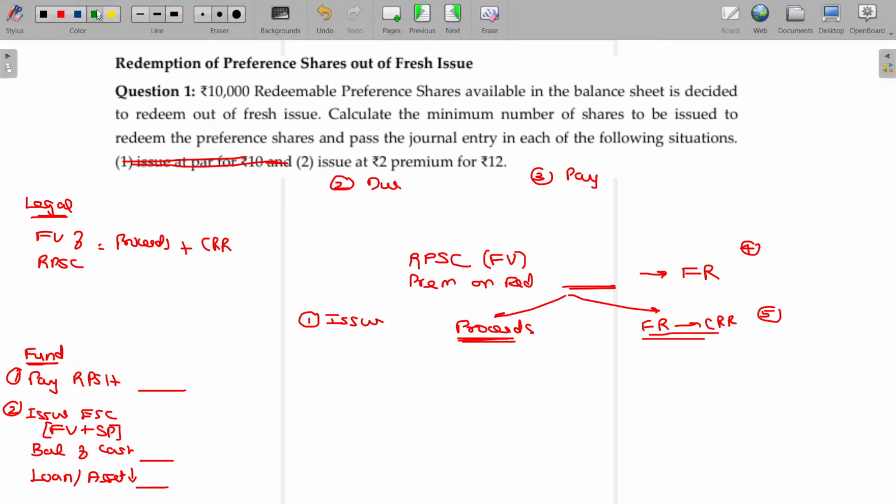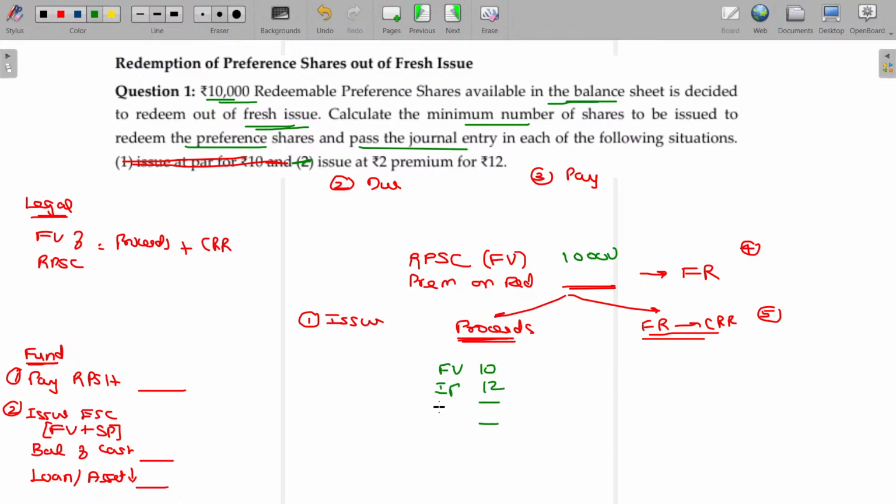Now let's see. I am going to feed the data. 10,000 redeemable preference share capital available in the balance sheet is decided to redeem out of fresh issue. So completely fresh issue. Calculate the minimum number of shares to be issued to redeem the preference shares and pass journal entries in each of the following situations. Issue at a premium, 12 rupees. Face value 10. Issue price is 12 including premium.